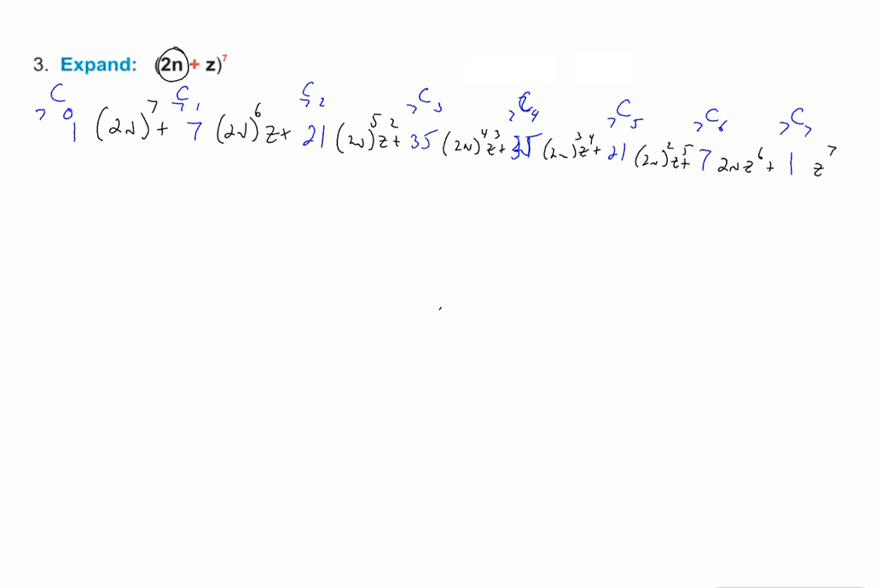Now, are we done? You'd have to clean up 2 to the 7th, which happens to be 128. So I'll have to end here. This is 128, n to the 7th. And you do that all the way across.